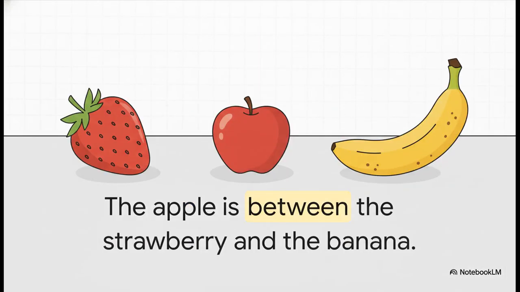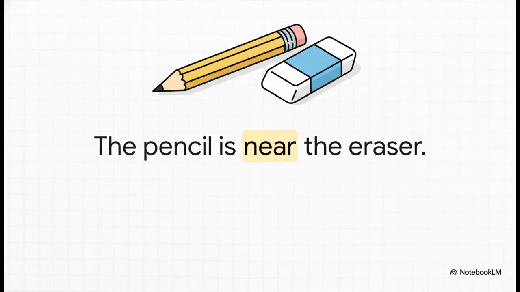Now, between is a fun one because it always needs two other things to work. You use it when you're talking about something that's in the middle. So here, the apple is between the strawberry and the banana. But what if things are just close to each other? Not directly on top, or under, or behind, just close. For that, we have the word near. The pencil is near the eraser. It just means they're in the same general area.